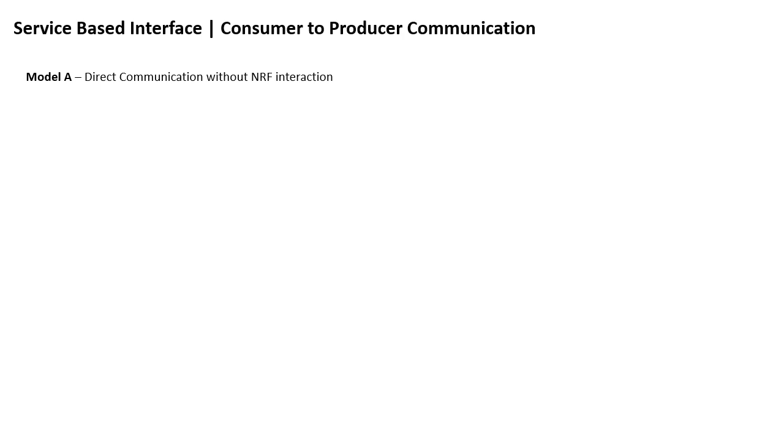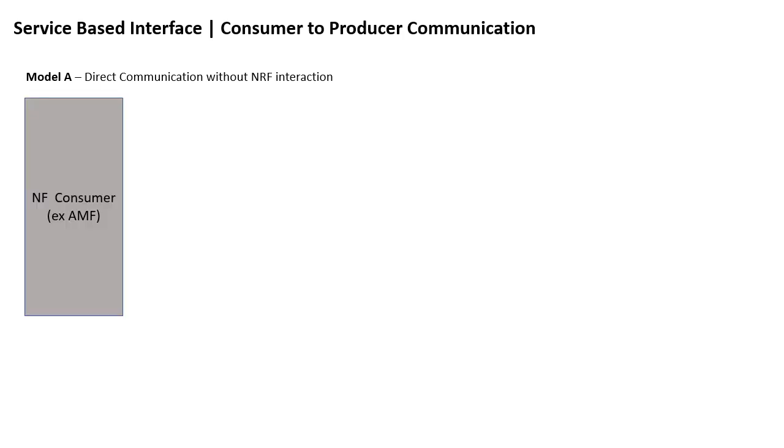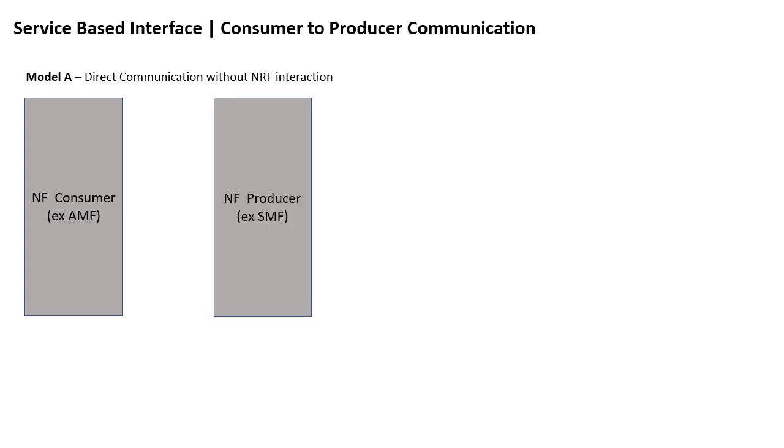So let's understand the different ways that a consumer can talk to a producer. First is Model A, direct communication. Direct communication means the consumer, let's say AMF as a consumer, wants to talk to the producer which is producing the service, let's say Nsmf PDU session, which is being produced by SMF. Now AMF wants to talk to SMF, so it directly sends the service request to the SMF.